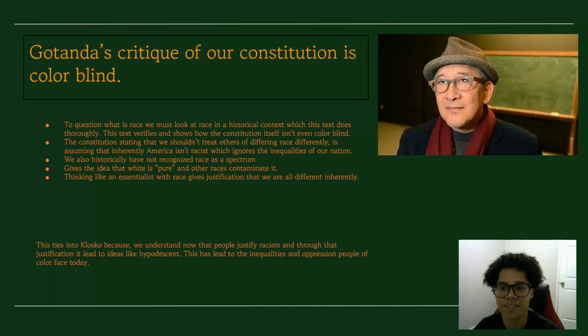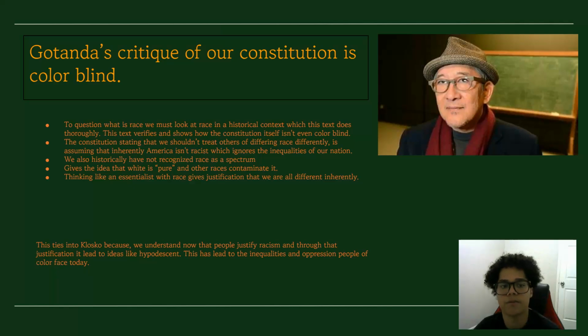Look at Gotanda looking like an intellectual man over there. But his text is a critique of "Our Constitution Is Colorblind." So he wants to say that our Constitution is not colorblind, even though it states that you shouldn't treat people of different races differently. But first, to question what race is, we have to look at race in a historical context, which this text does very well. This text verifies and shows how the Constitution itself isn't even colorblind.